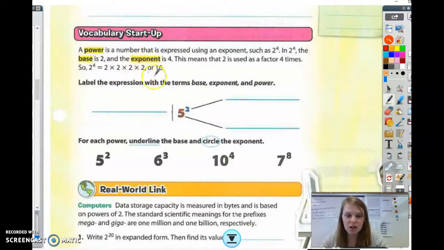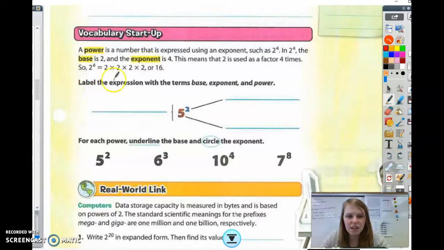If you plug that into your calculator, if you do that in your head, 2 times 2 is 4, 4 times 2 is 8, 8 times 2 is 16. This is different than saying 2 times 4, right? So we're saying 2 times itself 4 times. So let's recap that vocab here.